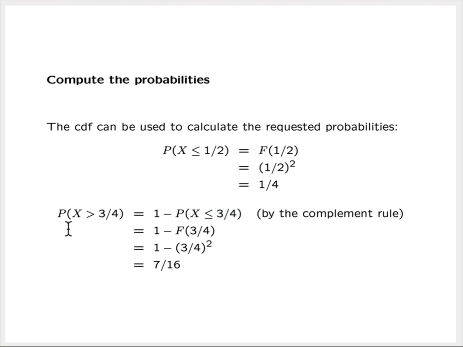And so the probability that x is greater than 3/4 is equal to 1 minus the CDF evaluated at 3/4. Now again, because 3/4 is between 0 and 1, the CDF evaluated at that point is equal to the square of the argument. And so this is equal to 1 minus the square of 3/4, so 1 minus 9/16, and so we get 7/16. So the probability that x is strictly greater than 3/4 is 7/16.